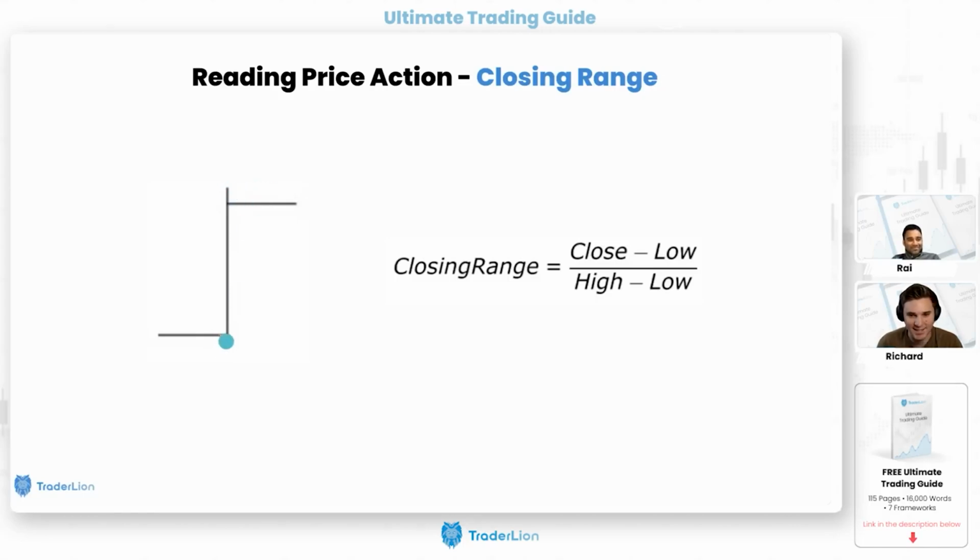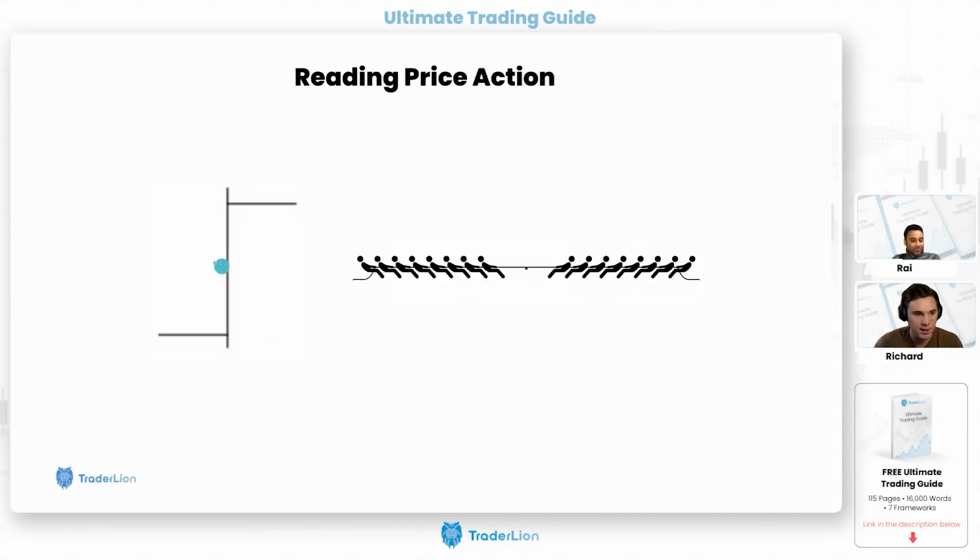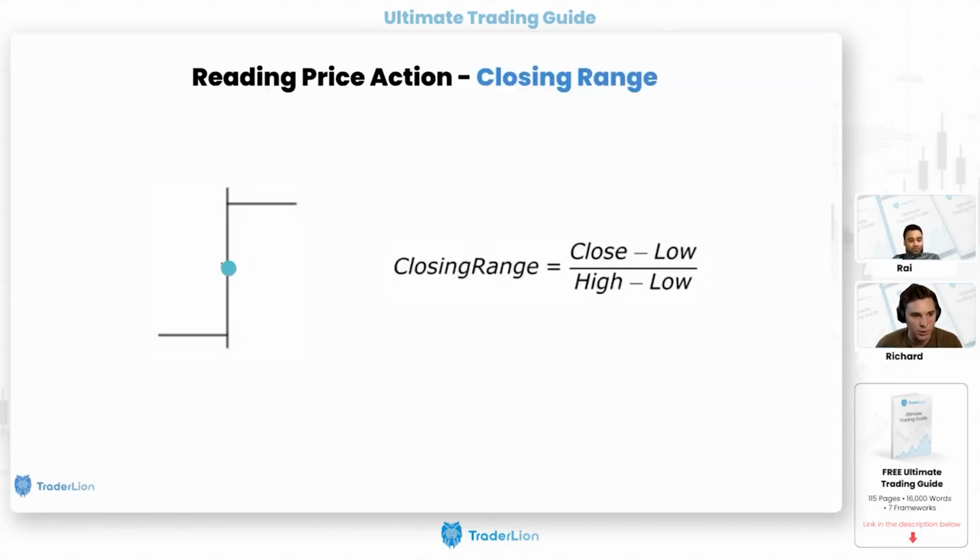But on the flip side, if the close is right near the lows, this ratio is going to be close to 0%. So if this is the line in the sand in this game of tug of war, the buying pressure is stronger if we're above 50% of the bar. The selling pressure is stronger if we're below 50% on the bar. So hopefully that makes sense.